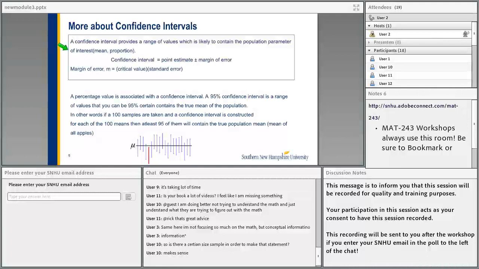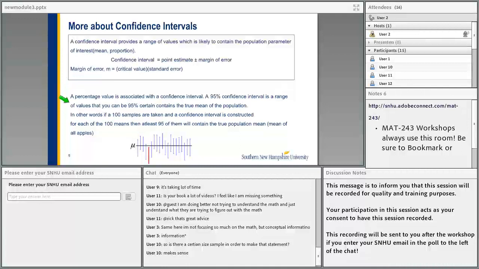So a confidence interval provides a range of values which is likely to contain the population parameter of interest, the mean or the proportion. Confidence interval is given by the point estimate plus or minus the margin of error. Point estimate is nothing but the mean or the proportion of my sample. So if I add and subtract my margin of error, I will get my confidence interval. And my margin of error is the critical value times the standard error. We will look at the mathematical part of it in the next slide.